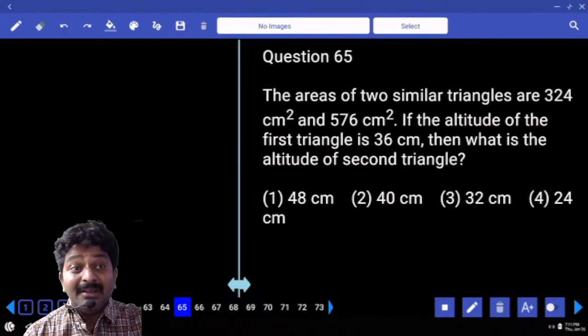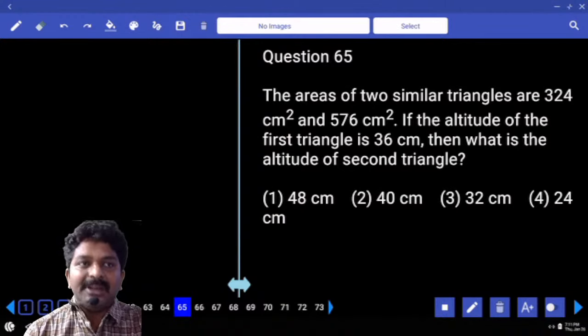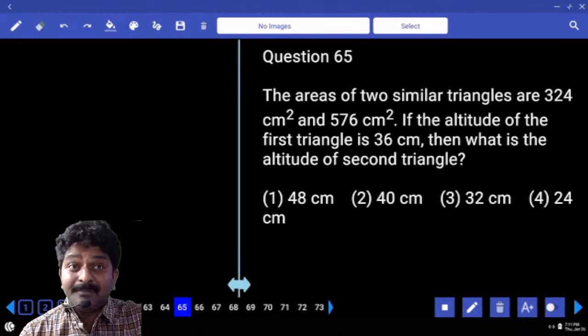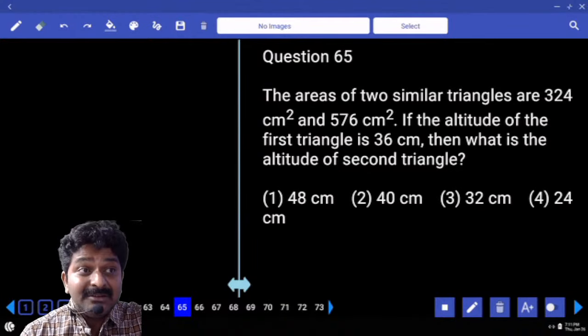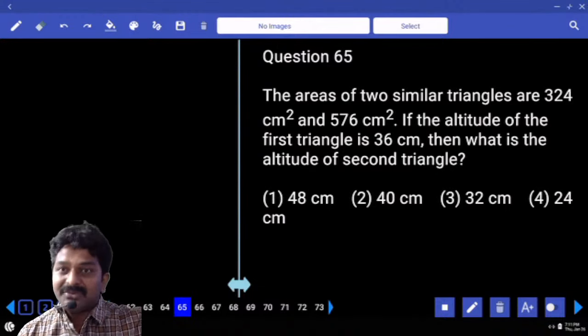Volume would be, if it is a cube or cuboid volume, is it two-dimensional or three-dimensional? Three-dimensional. Area is, that means you will be multiplying two values, right? So it would be in the form of square only.